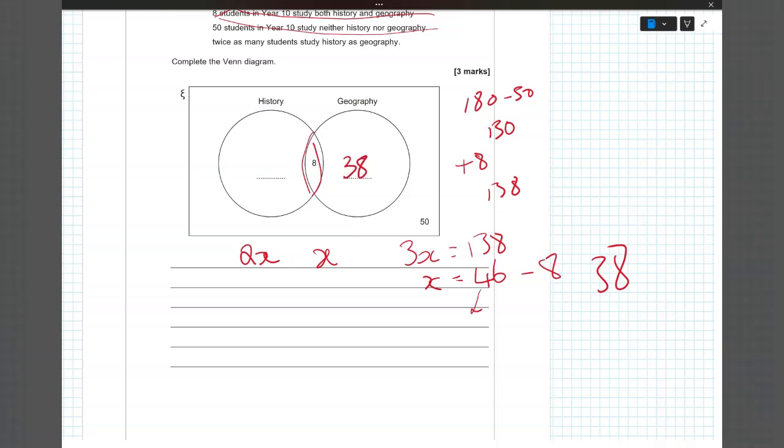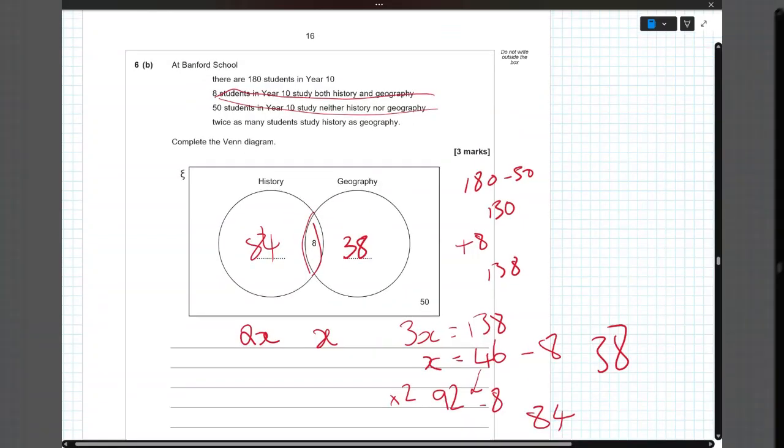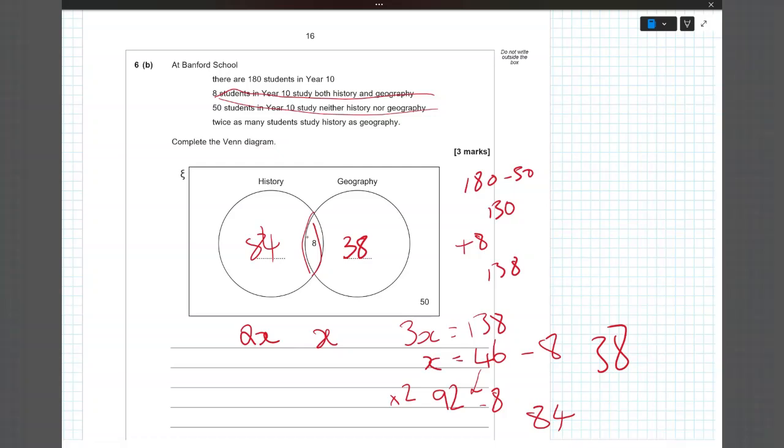Now, again, we use the 46 and multiply it by 2, giving us 92. And then we subtract that 8, which gives us 84. So then we put 84 into that history column. Does this all add up to 180? Well, we've got 8, 38 makes 46, 50, 130, and then that 50 there makes it 180. So that all adds together very nicely.